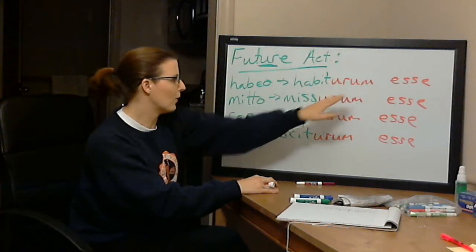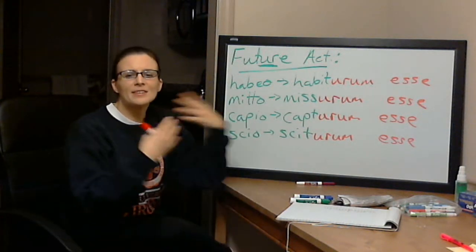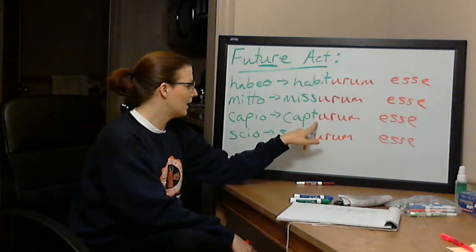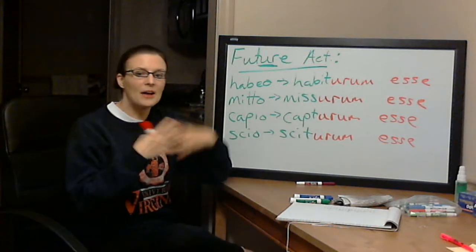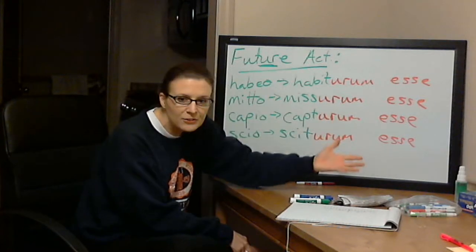To be about to hold. To be about to send. So Caesar, to be about to send his men out there, or was thinking that he was about to send his men out there. Capturum esse, to be about to capture. So the Greeks, about to capture Troy would be the participial sort of thing, but like the Greeks knew that they were about to capture Troy.